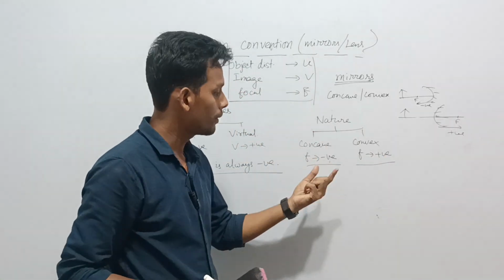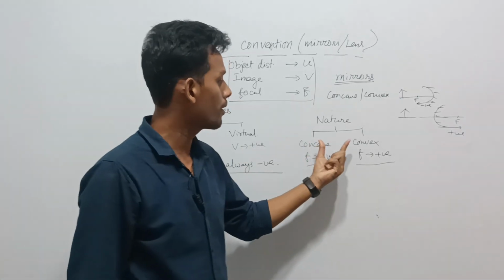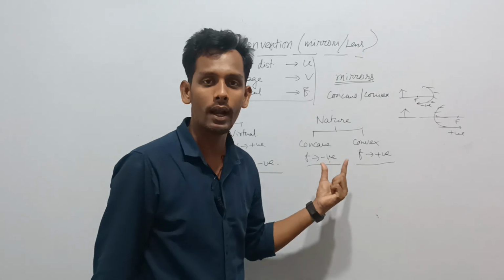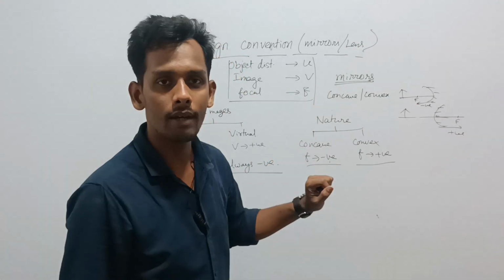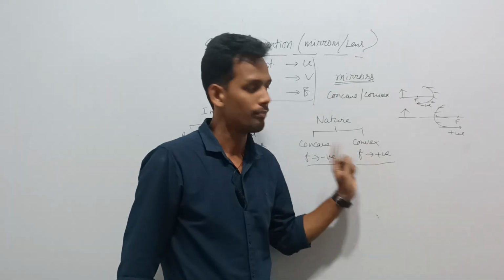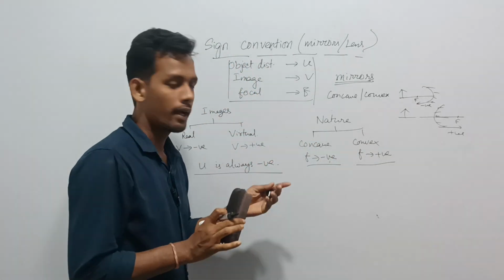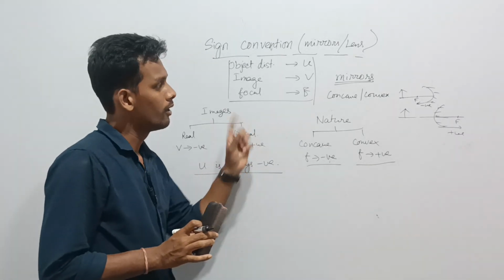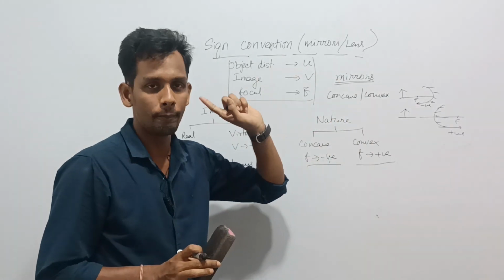Now, by observing the values, you can also conclude whether the mirror is concave or convex. If f is negative, that is, the focal length is negative, the mirror is concave. If the focal length is positive, the mirror is convex. Okay, clear? Now, again I repeat that u, the object distance, is always negative for both the concave and convex mirror.